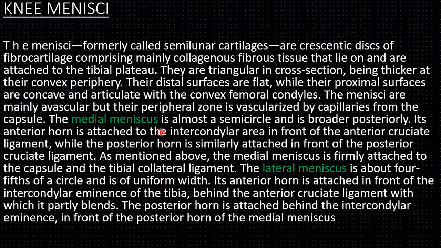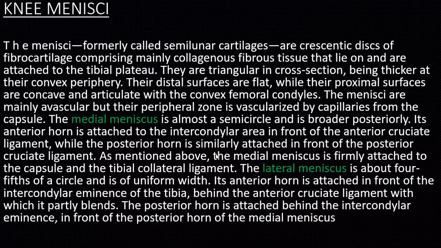Now, the lateral meniscus is about 4/5 of a circle of uniform width. Okay, I want you to be looking out for some differences between the two. Now, its anterior horn is attached in front of the intercondylar eminence of the tibia, but behind, or posterior to, the anterior cruciate ligament. Then it usually partly blends with the anterior cruciate ligament. Then the posterior horn is attached behind the intercondylar eminence, also in front of the posterior horn of the medial meniscus.